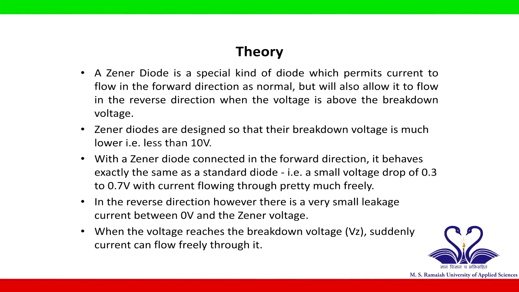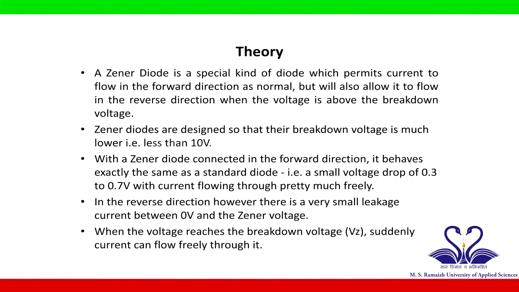A Zener diode is a special kind of diode which permits current to flow in the forward direction as normal, but will also allow it to flow in the reverse direction when the voltage is above the breakdown voltage. Zener diodes are designed so that their breakdown voltage is much lower, that is, less than 10 volts.